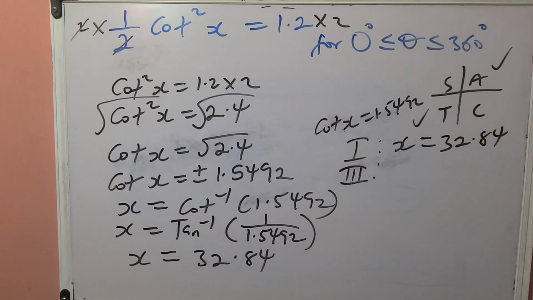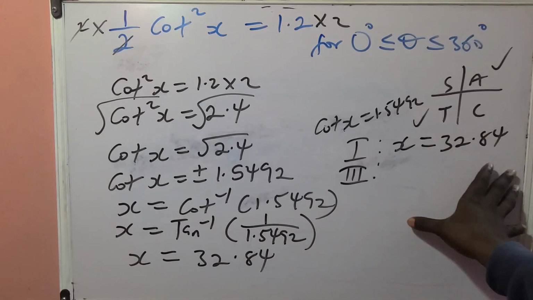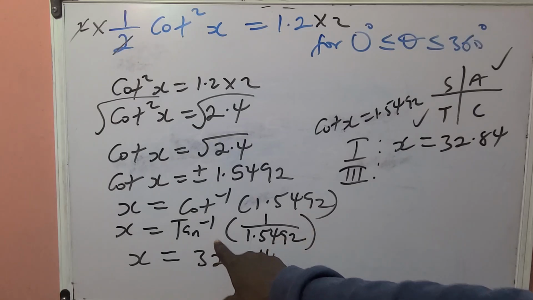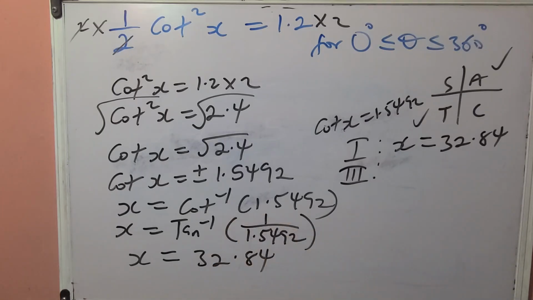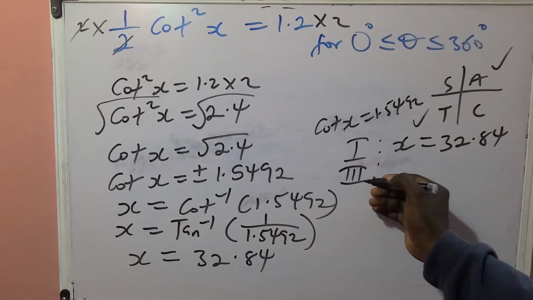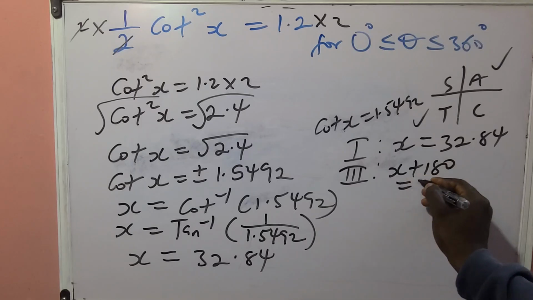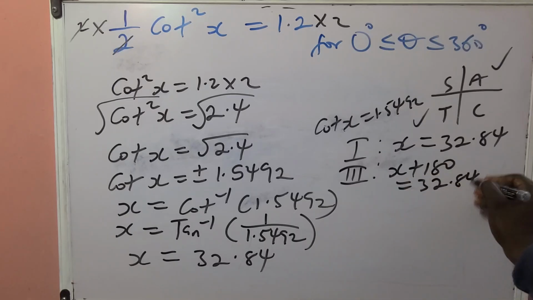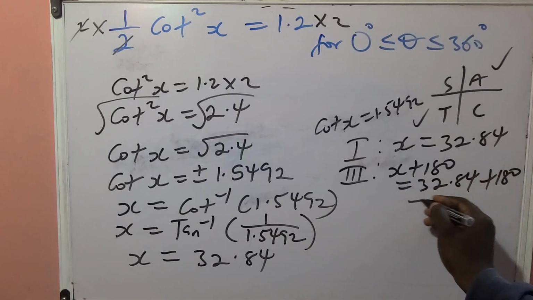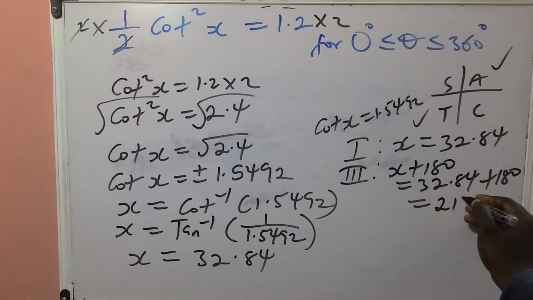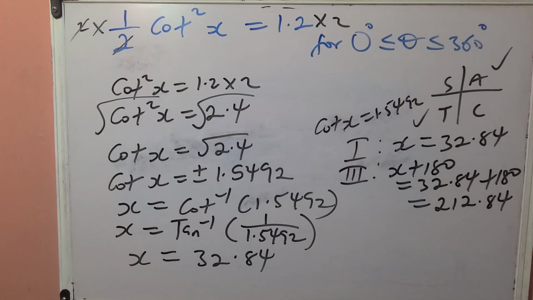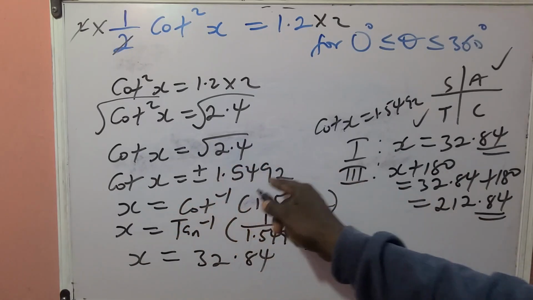For more understanding of this, you can check out some of our other videos on how to solve all these things. The major point we're trying to make here is for the cot inverse, arccot. That's what we really want to do here. So for quadrant 3, we have x plus 180, that will be 32.84 plus 180, and that will be 212.84. So these are the two values for when we are dealing with cot x being positive 1.5492.